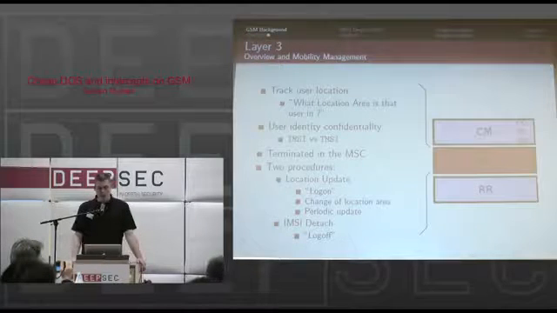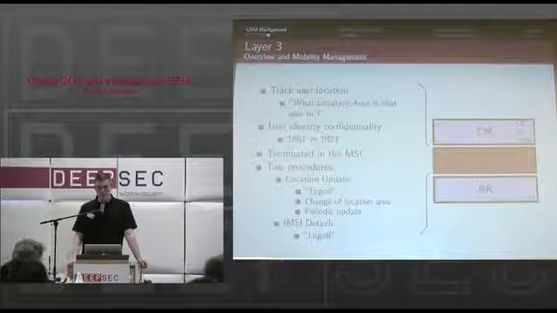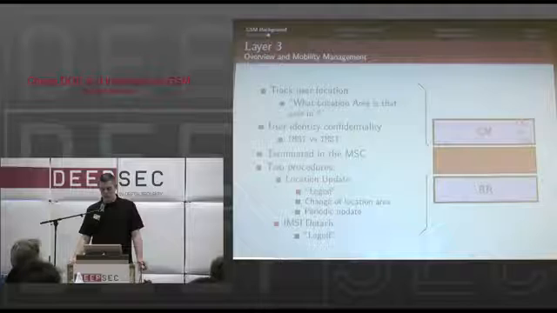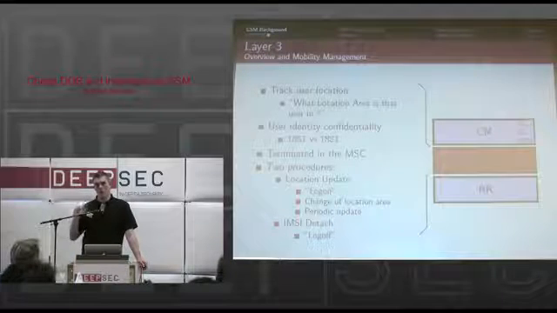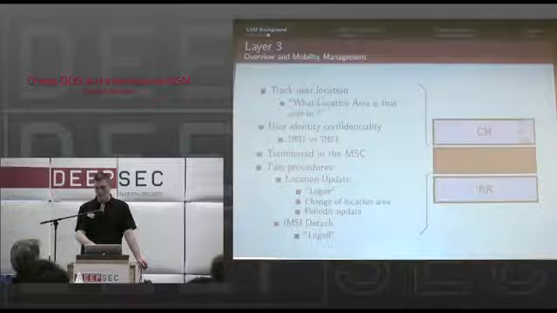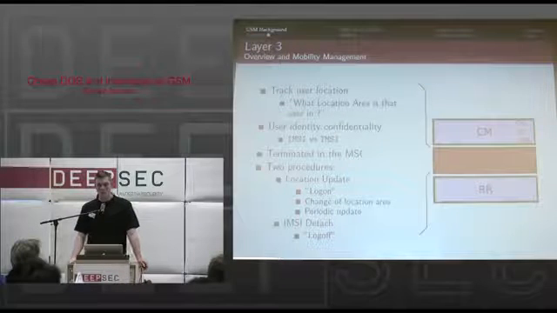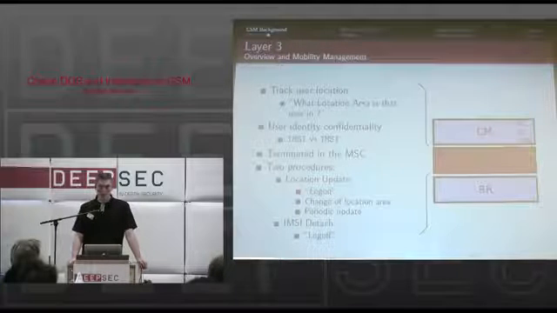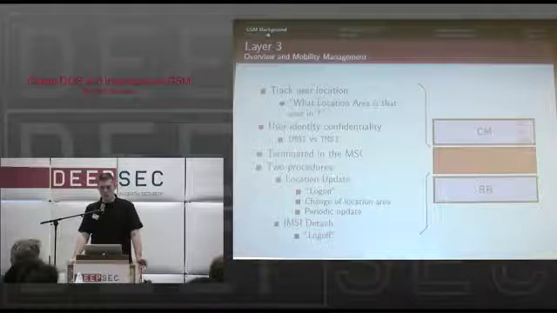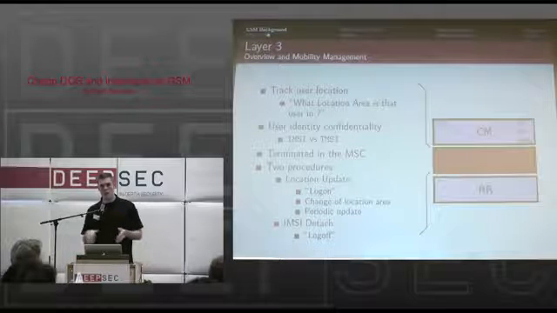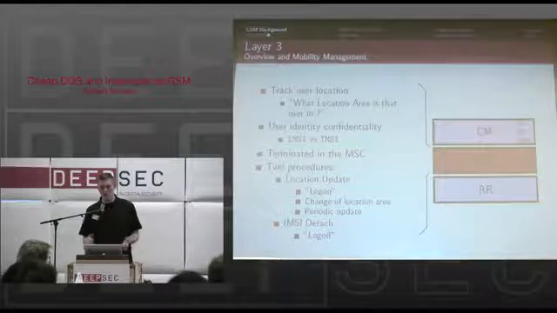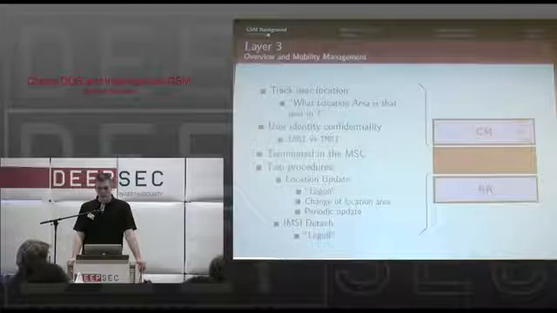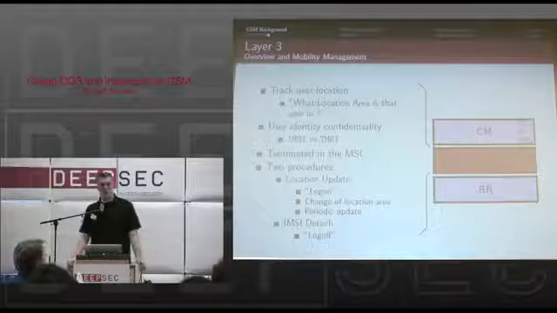Up to layer 3 now, we'll skip layer 2. It's subdivided again, and the lowest layer, called Radio Resource management, RR, basically establishes point-to-point connections. What we really want to know is the upper layer, which is called MM, for mobility management. This is what we will exploit in the IMSI detach trick. Its main function is basically to track the user. It tries to answer one simple question: I want to contact this user, what location area is that user in? It also ensures user confidentiality, things like that.